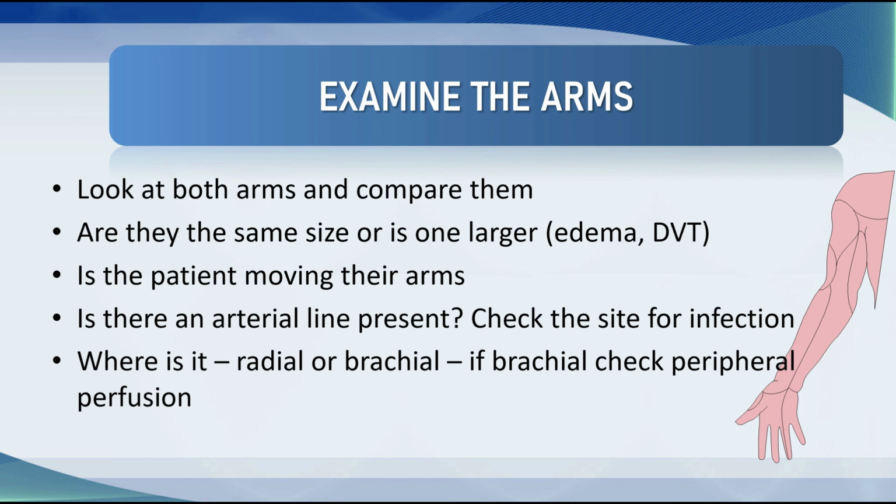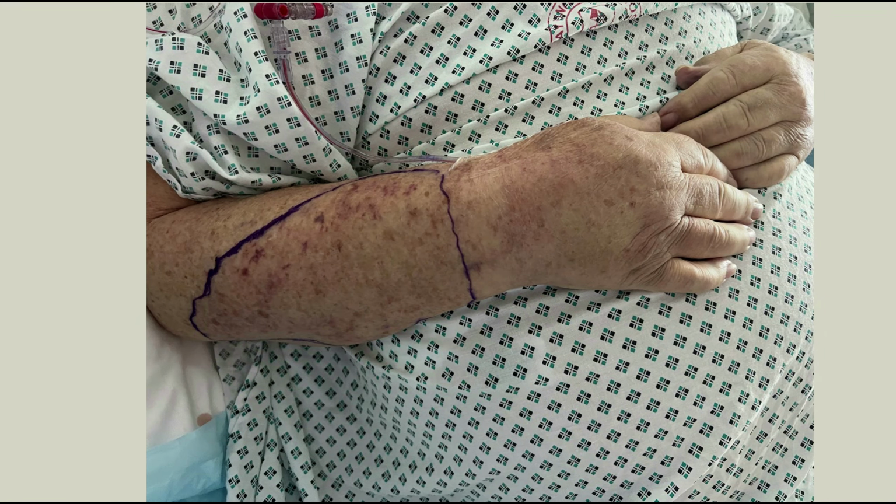Is there an arterial line present? Check the arterial line site for infection. Also, where is the arterial line? Is it radial or brachial? If it's brachial, it's imperative that you check peripheral perfusion. On this patient, you may notice that somebody has drawn a line around an area. This suggests there was a delineated area of cellulitis on the arm. That seems to have receded.